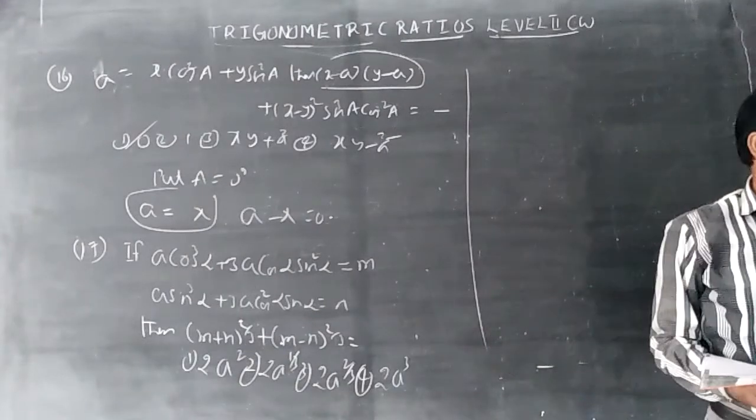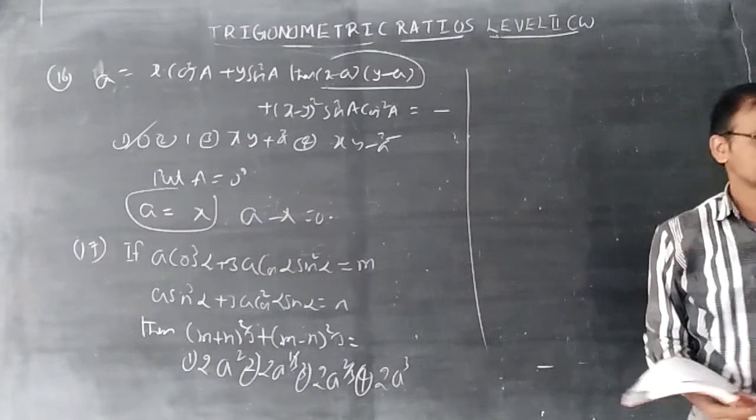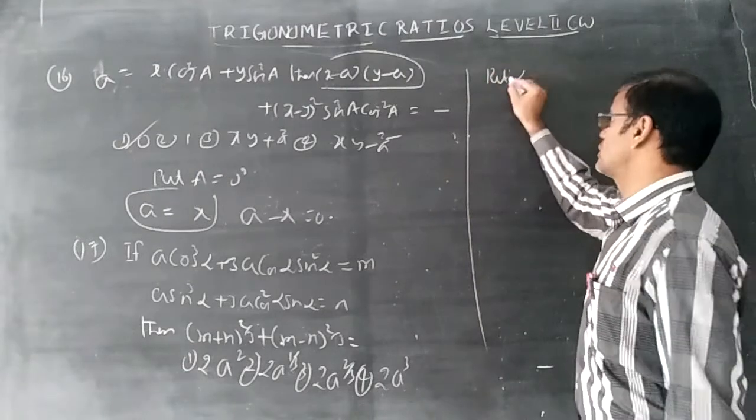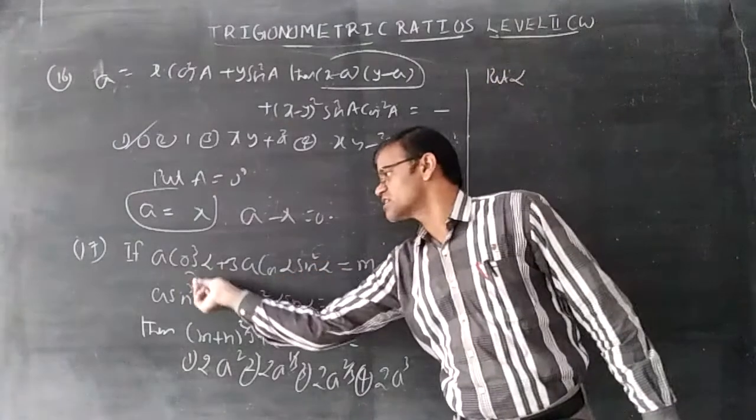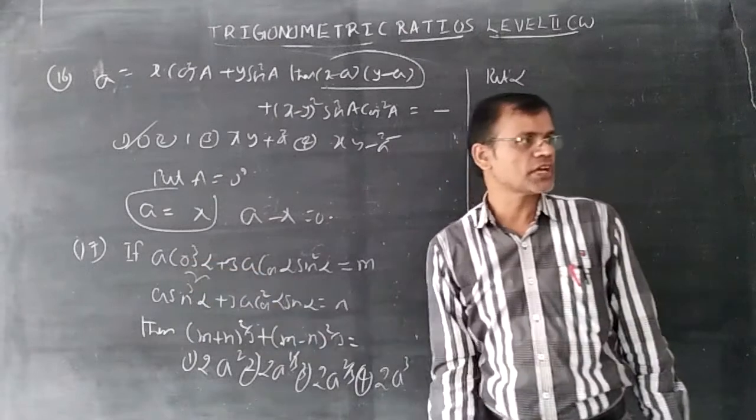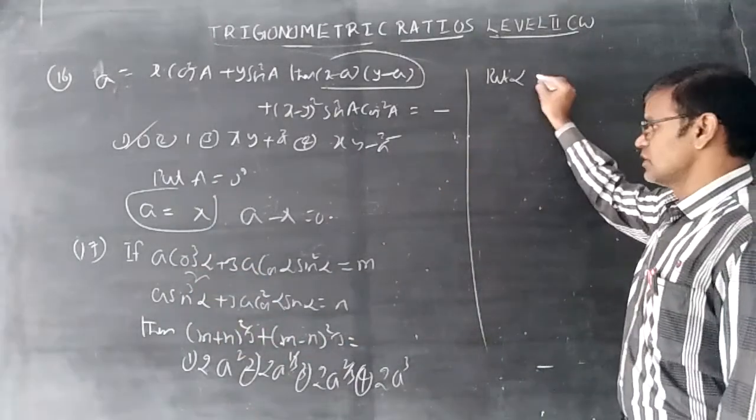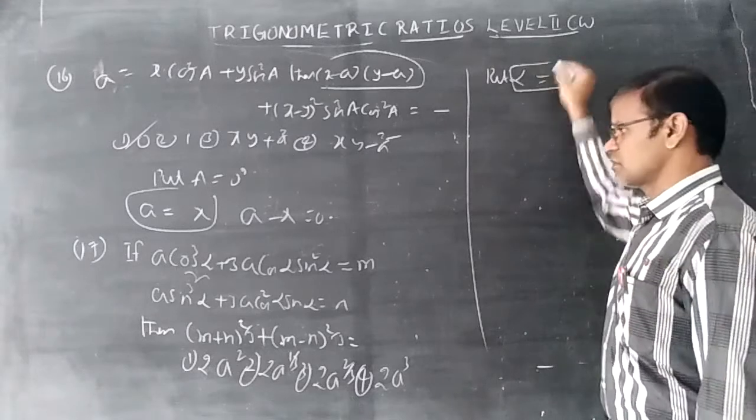Sin cos is there, there is no denominator, directly put 0. Put 0 shortcut. Put alpha is equal to 0. Here 0 shortcut means whatever the angle is, if it is theta, you should write theta equal to 0. If it is a, you should write a equal to 0. If it is alpha, you should write alpha equal to 0. Put alpha equal to 0 degrees here.